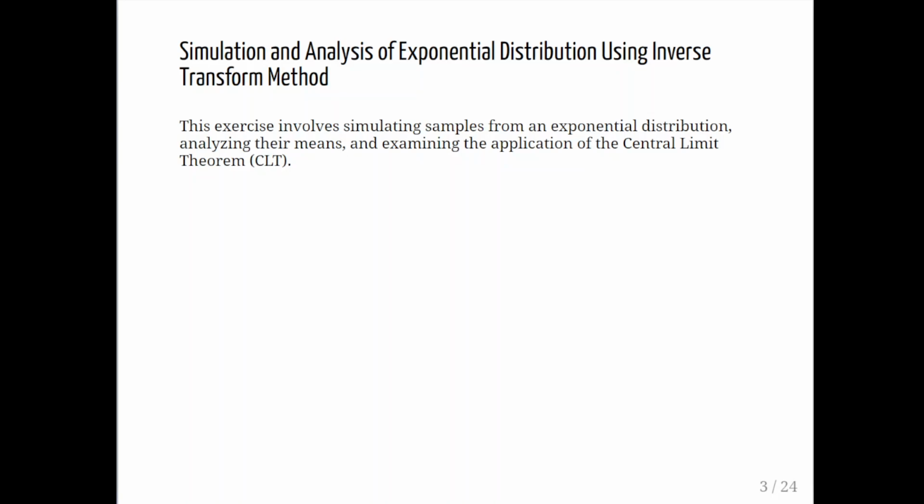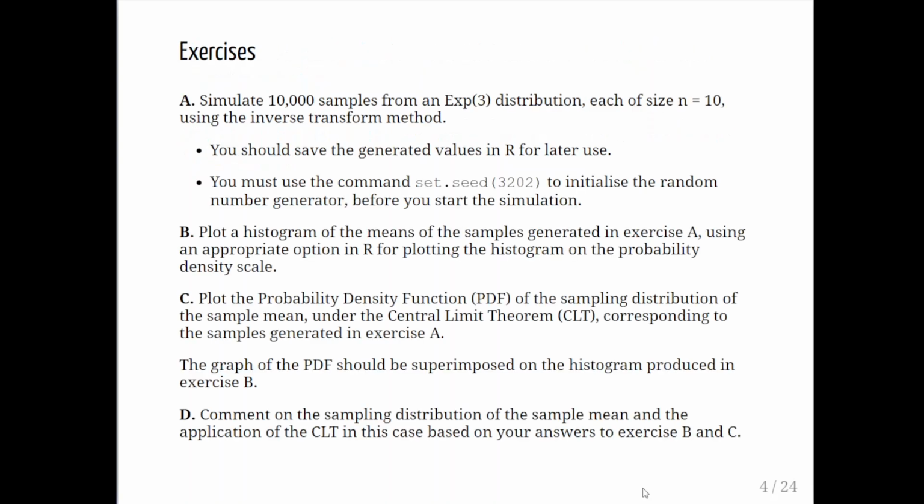Okay, in this presentation we are going to look at simulation and analysis of the exponential distribution using the inverse transform method. So we've got a little bit of an exercise here. This involves simulating samples from an exponential distribution, analyzing their means, and examining the application of the Central Limit Theorem. Okay. So we have a couple of exercises here.